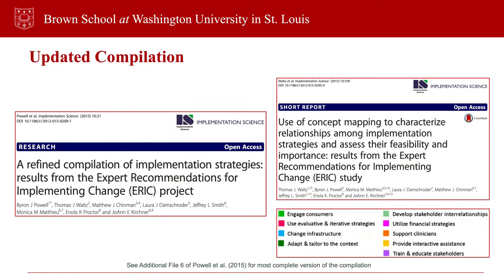We had a chance with colleagues from the VA to refine this compilation of implementation strategies based upon expert feedback. So first through a multi-round Delphi process, we refined that listing of 68 implementation strategies, ultimately identifying 73 strategies that we then had these experts in implementation science and practice group through a process called concept mapping, which is a structured sorting and rating process in which stakeholders sort these strategies into categories that make sense to them. Ultimately, we landed on 9 different categories of implementation strategies that you can see on this slide.